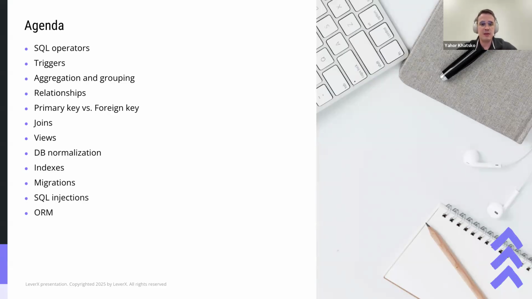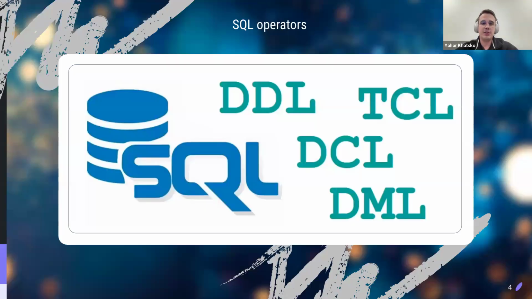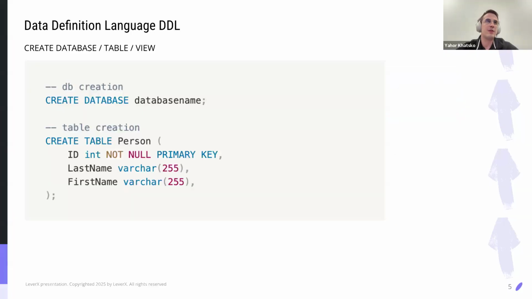So, let's move to the SQL operators. Here we have a list of operator types that we could have: the data definition language, data manipulation language, transaction control language, and also data control language. We will dive into the details about each of them. Let's start with the data definition language.